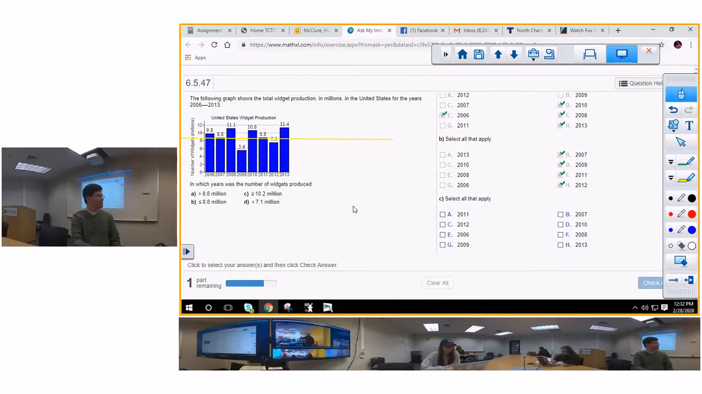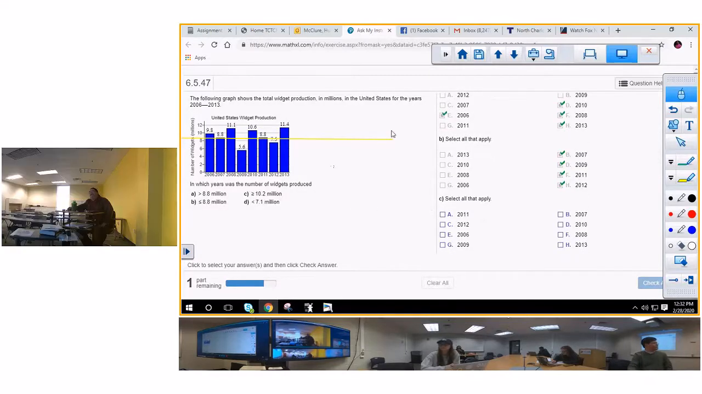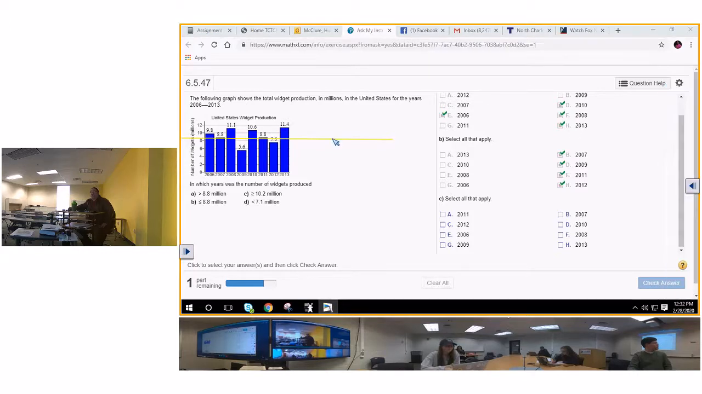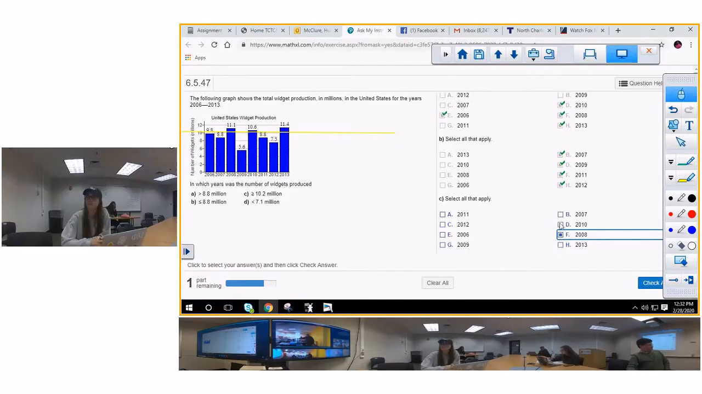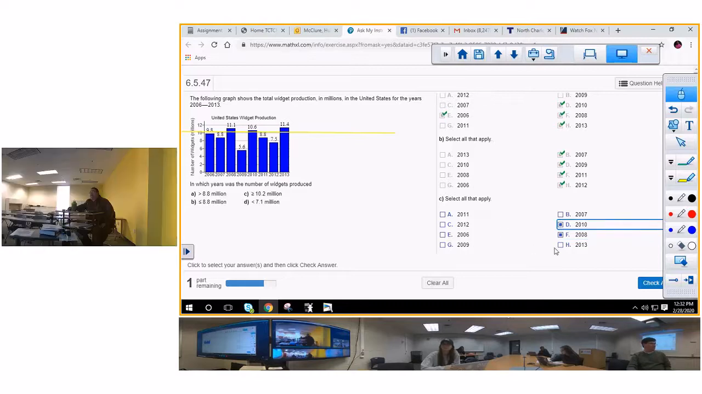Next, I'm gonna take my line and move it to 10.2 million. There's 11 right there. 10.2 would be right in there. So which ones are above 10.2? 2008, 2010, 2013.